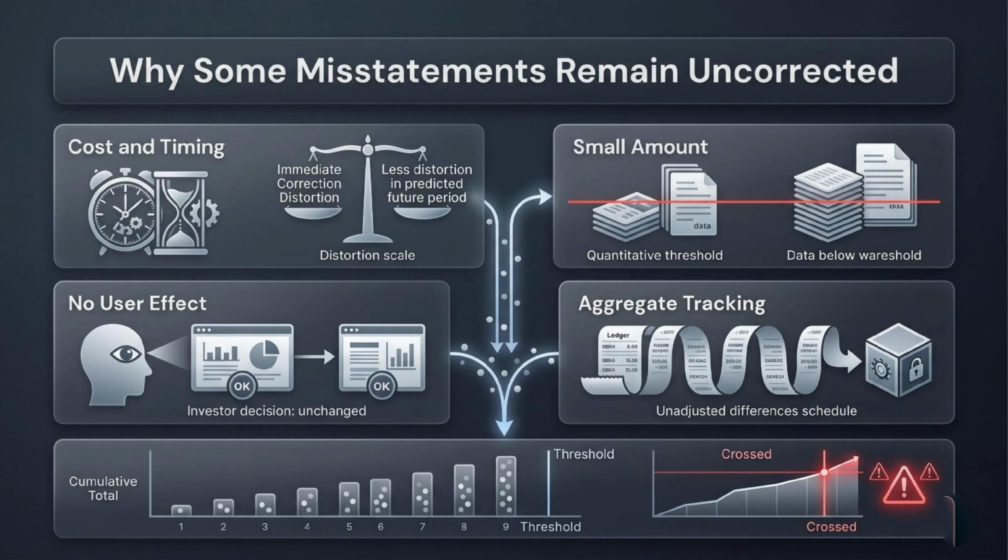A small amount this year, another small amount next year, and another small amount after that can grow into a material accumulated issue. Accounting memory matters, especially when errors keep coming back, politely wearing small number costumes.